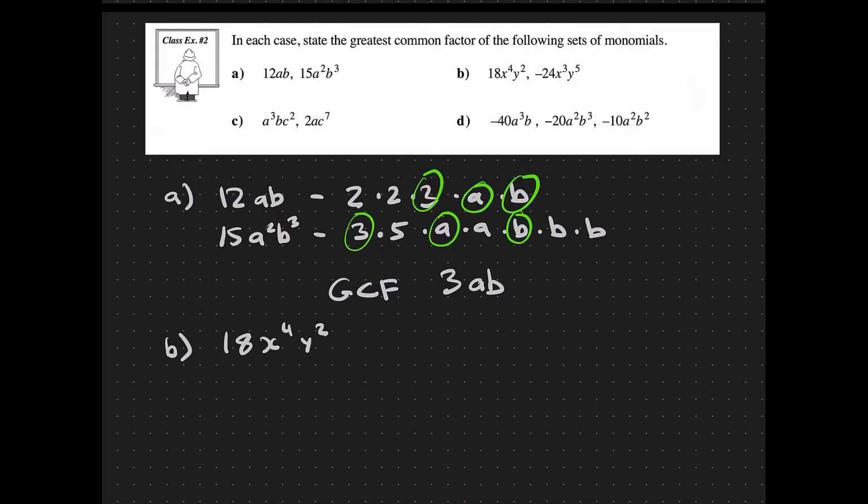Okay, now let's move on to the second one, which has 18x to the 4, y squared, and negative 24x cubed y to the power of 5. So on these simpler ones, I don't really need to expand that out into its prime factors. I don't need to prime factorize that. I can just look at these two numbers, 18 and negative 24, and what is the largest whole number that can go into each one of those?